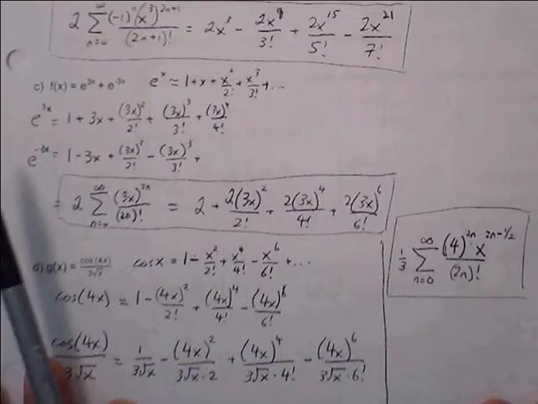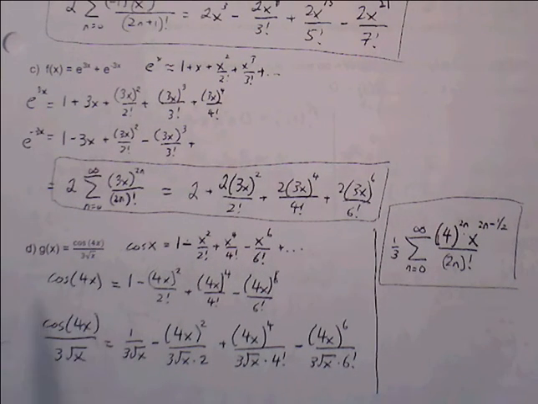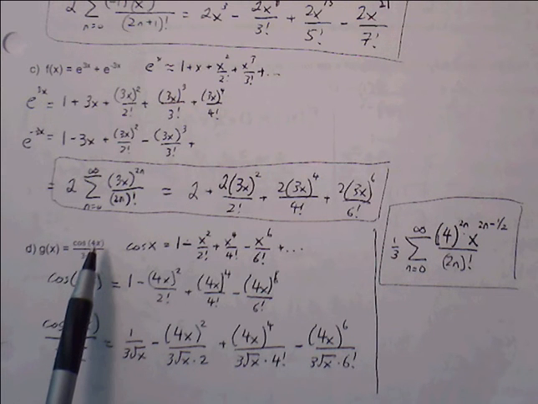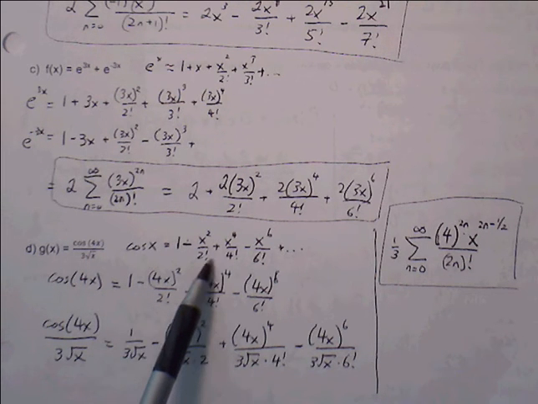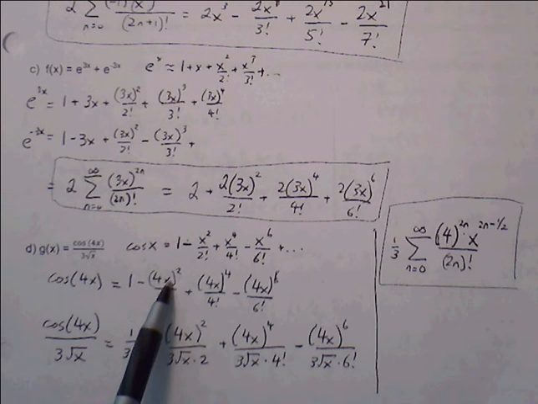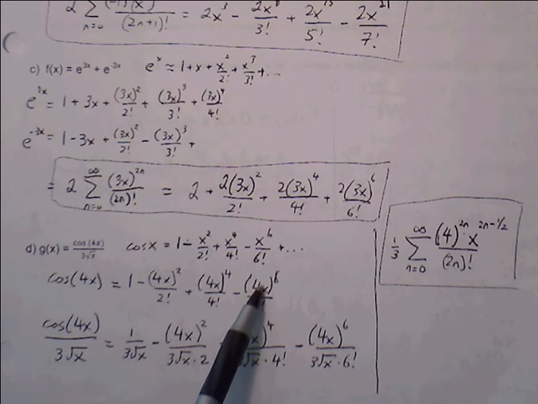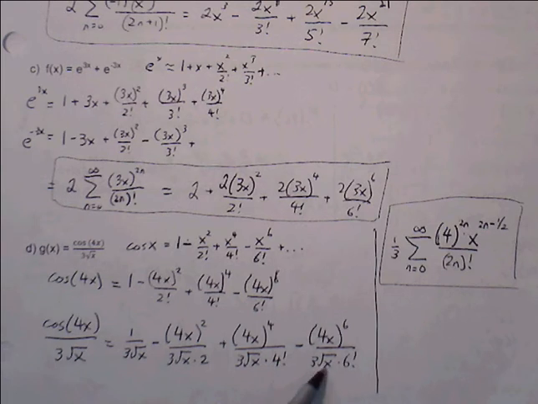Okay. Part D, cosine of 4x over 3 root x. So we can build this piece by piece. First, we can see we're going to build from the cosine of x first. So cosine of x, we have the first 4 terms here. Cosine of 4x, all we do is replace every x we see with 4x. And then we can divide each term also by 3 root x. So I'll divide each term by 3 root x.